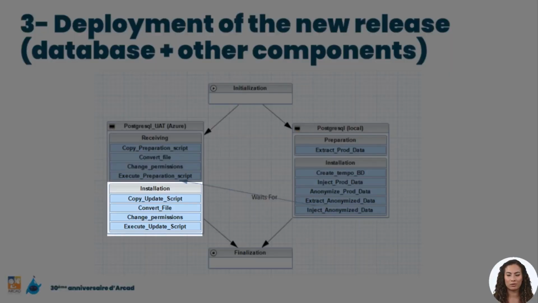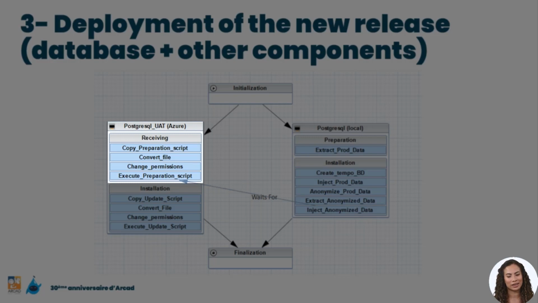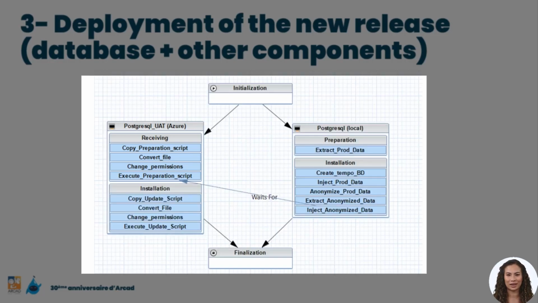I am now going to deploy the new release with Drops, so here we are going to deploy the database update resources that we are going to import. But we also have the global deployment process, which also includes the tasks of the step 2, extraction, anonymization, and injection. There is a reception step on the Azure infrastructure to prepare the test database to receive anonymized data. And that is why we find the wait-for type relationship between the two activities. The data can be injected only if the database is ready.